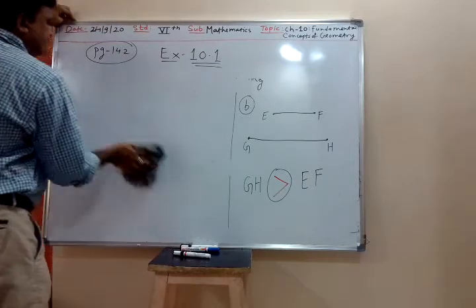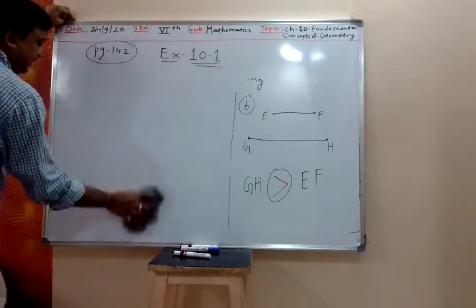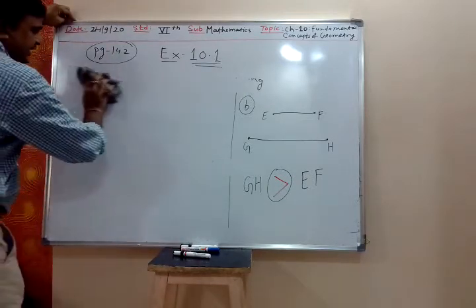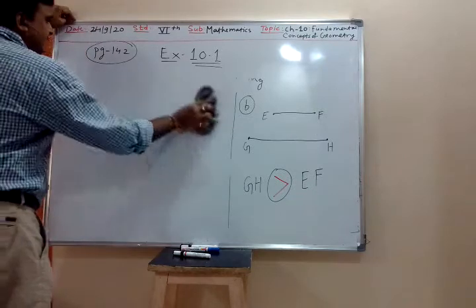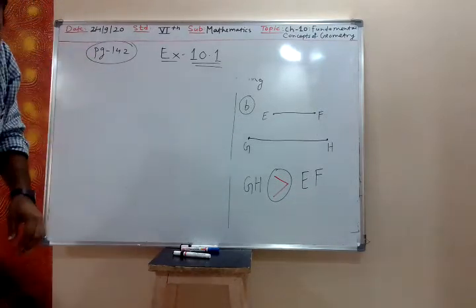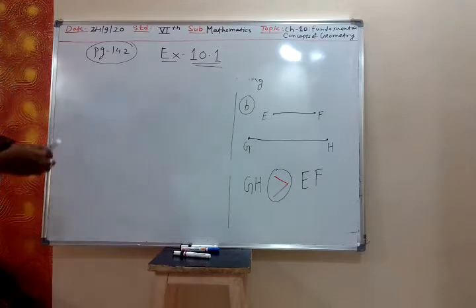Both are line segments because there is no arrow at any side. So whenever there are no arrows at any side, it means it is a line segment. Then C, IJ and KL.